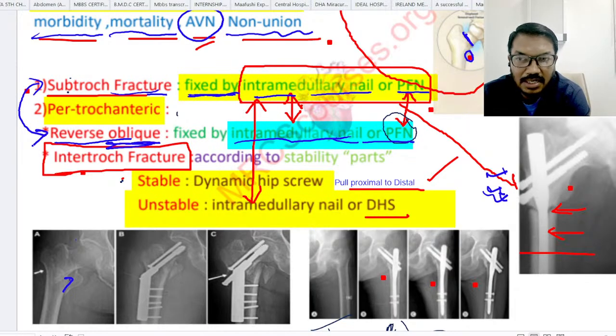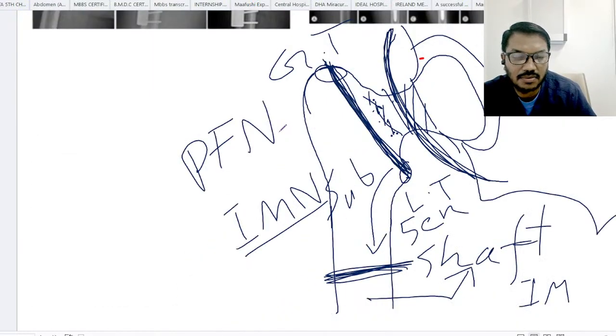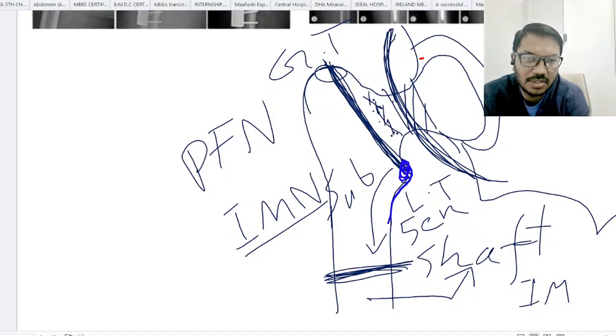Now subtrochanteric. This is the trochanter, the lesser trochanter. Subtrochanteric means within 5 centimeters from here to here. If it is beyond 5 centimeters, then it will be called a shaft of the femur fracture. This is called the shaft.